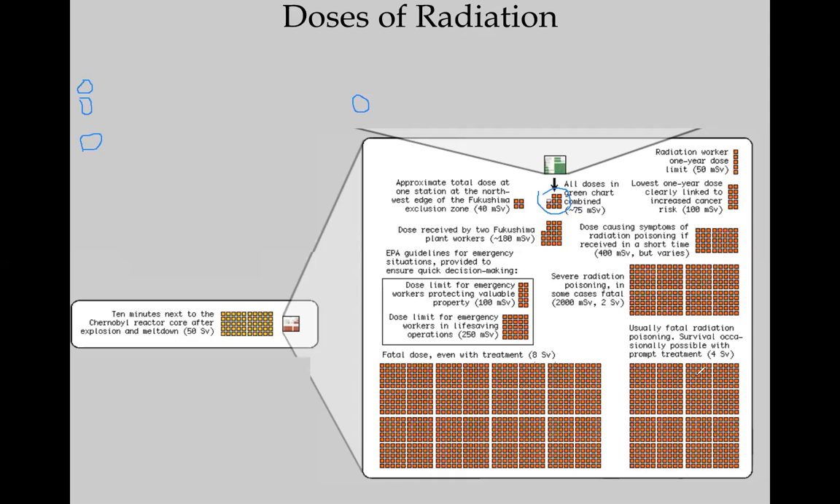If you take all of these red squares, which are a lot of green squares and are a lot of blue squares, and we're talking, you have to eat I don't even know how many tons of bananas, okay, to equal up what we're going to next. Okay, all of this is equivalent to 10 minutes next to the Chernobyl reactor core after explosion and meltdown. So I'm assuming that must have been in 1986 when that happened. So 50 sieverts.